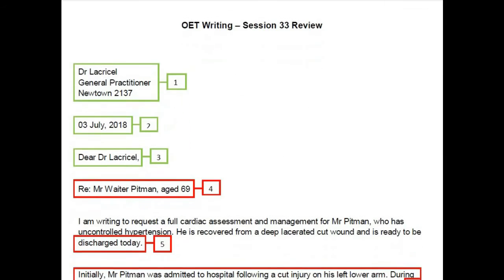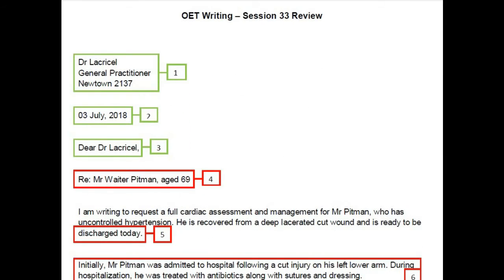Now let us see how we can write a letter with the help of a sample letter written by a candidate from India. The address, date and salutation written are correct. In the reference, we don't have to write age to 69. Instead, you can simply write 69 years.